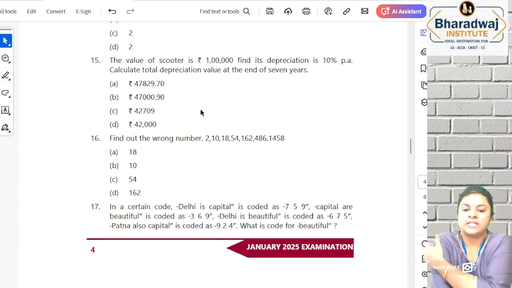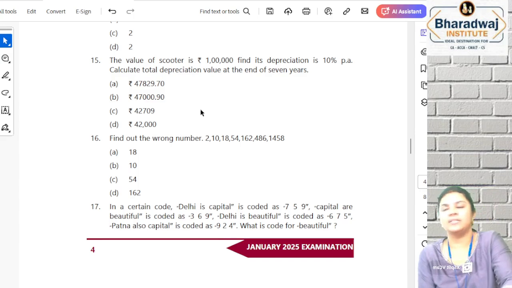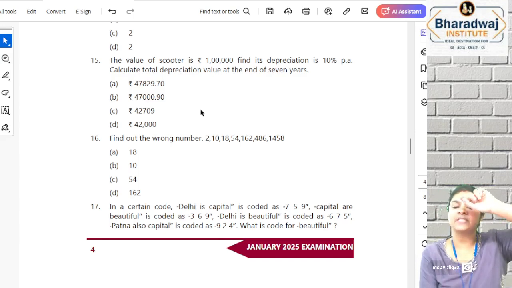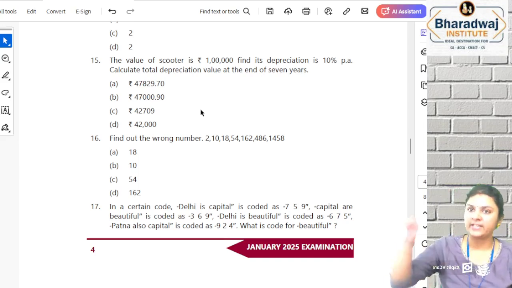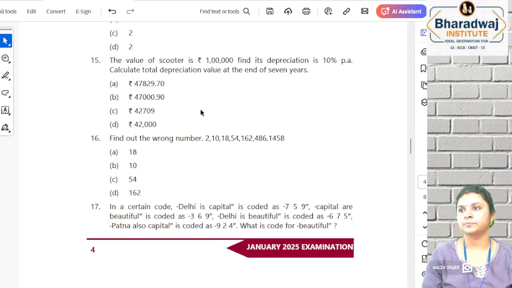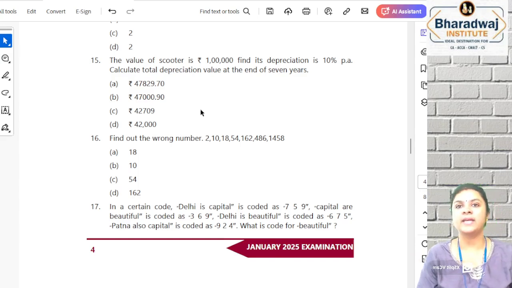Actually, depreciation, they have, it's a printing mistake. Instead of asking depreciation value, they would have meant depreciated value. Depreciated value is written down value. Okay? So what is the WDV that you are getting? 47,829.7. Yes?